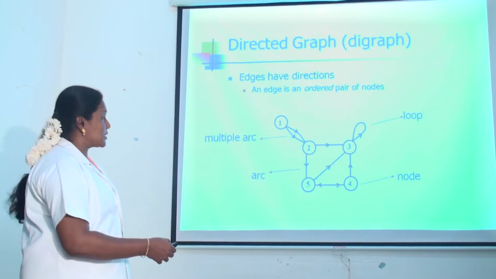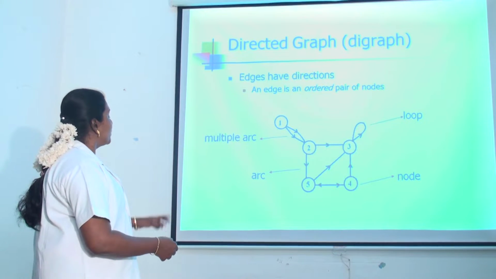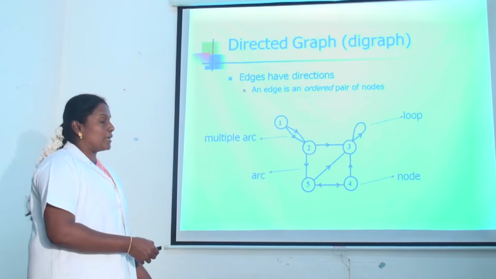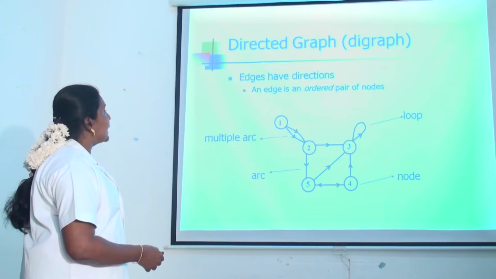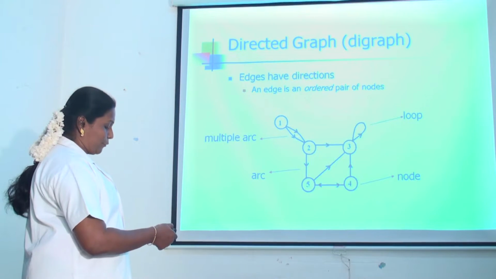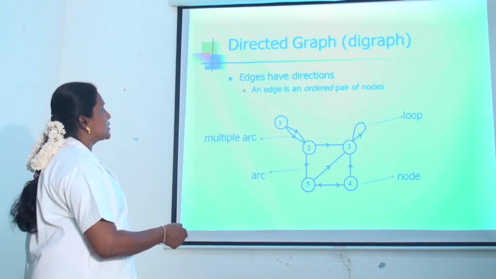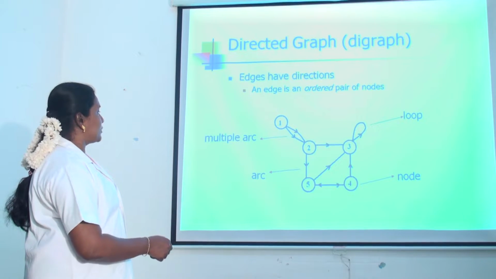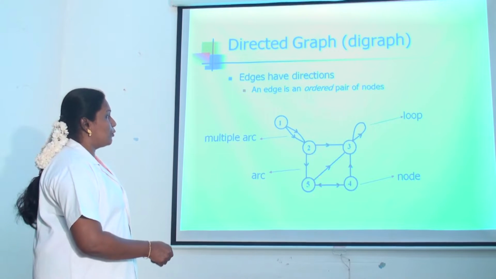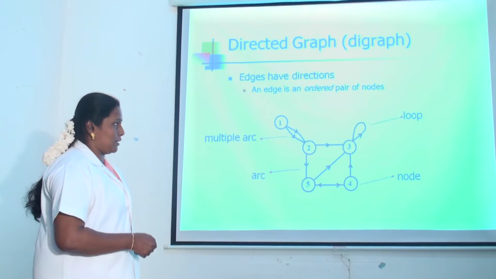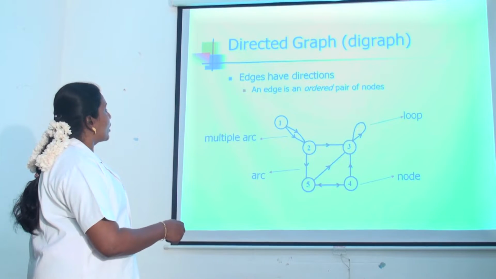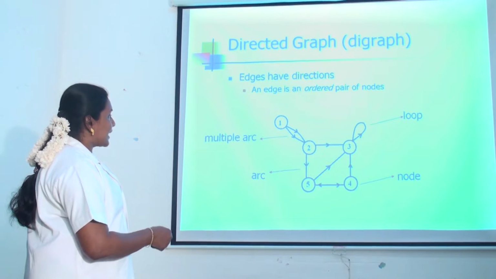Simply, a digraph is defined by edges having directions. Edges have direction and an edge is an ordered pair of nodes. Here also I have to take the same graph. Here 1, 2, 3, 4, 5 are the points or vertices or nodes. Here how many arcs are there? How many directions are there?